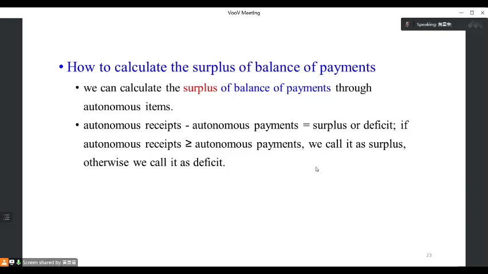We should know autonomous receipts minus autonomous payments. In another word, we can say foreign economic income minus foreign economic expenditure equals surplus or deficit.